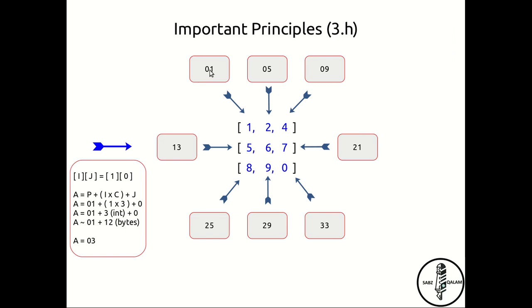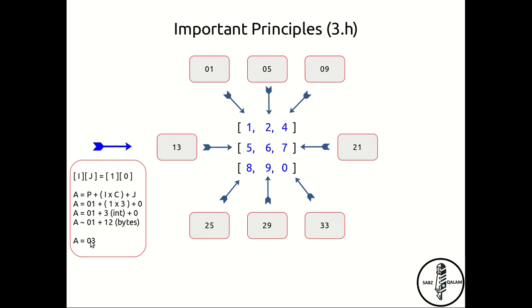So again, P is still pointing to this guy, which is 0 1, and this is the first row and 0th column, and we see that here, first row and 0th column. So we put that in the formula, and 1 times 3 becomes 3, and this becomes 0. So 3 in integer types is equivalent to 3 times 4 in bytes. So that's 0 1 plus 12, and we end up with 13.